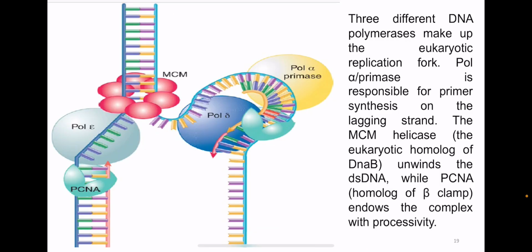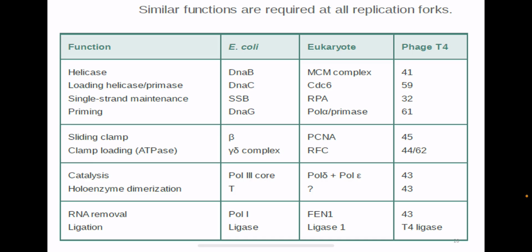Let me read this. Eukaryotic cells have many DNA polymerases. I think I've said everything over here. So one term you can give to the work that the clamp does is that it endows the polymerase with processivity. The fact that it makes it stay on the strand without falling off, we call processivity.